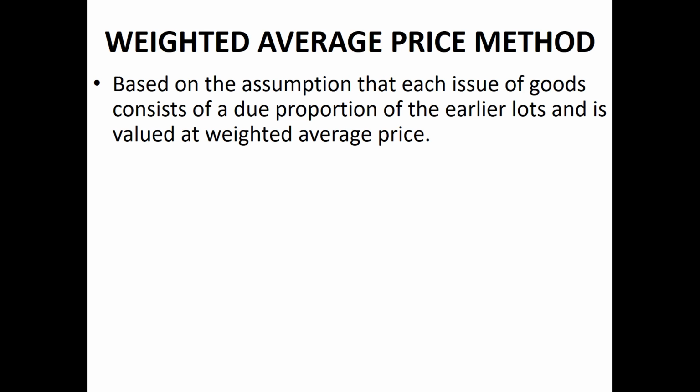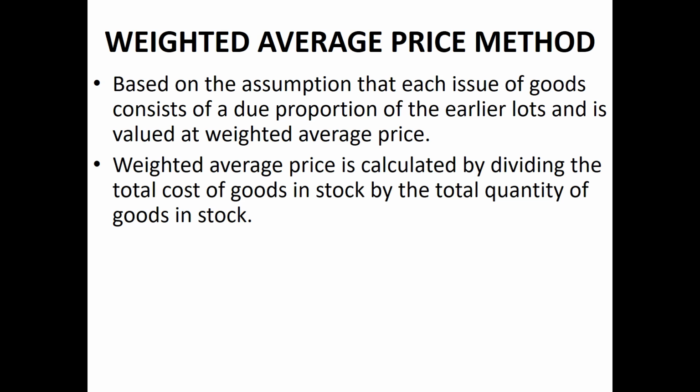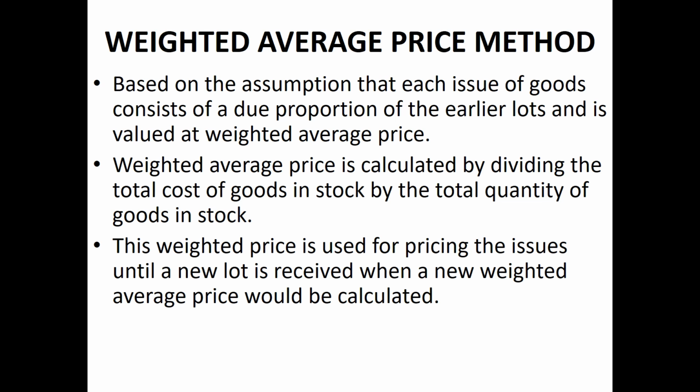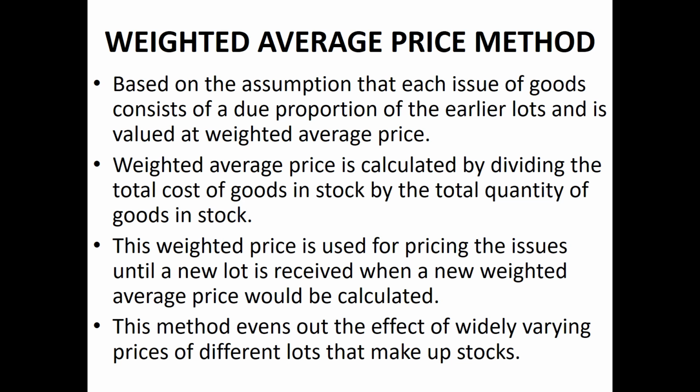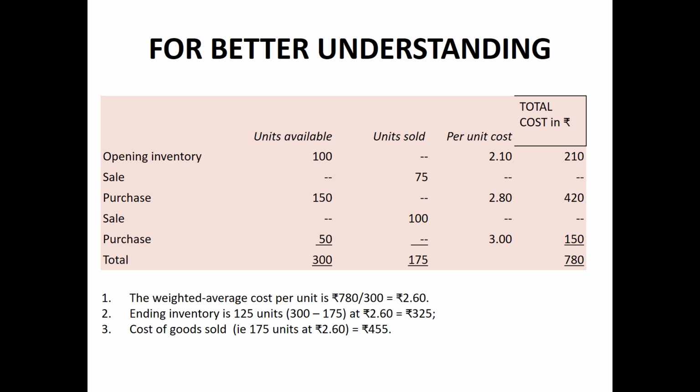The weighted average price method is based on the assumption that each issue of goods consists of a due proportion of the early lots and is valued at the average price. Weighted average price is calculated by dividing the total cost of goods in stock by the total quantity of goods in stock. This weighted price is used for pricing the issue until a new lot is received, when a new weighted average price will be calculated. This method evens out the effects of wildly varying prices of the different lots that make up stocks.